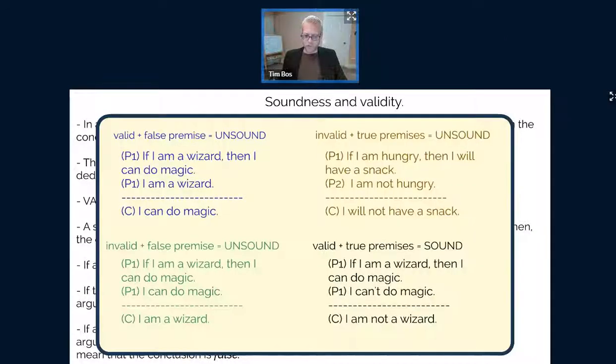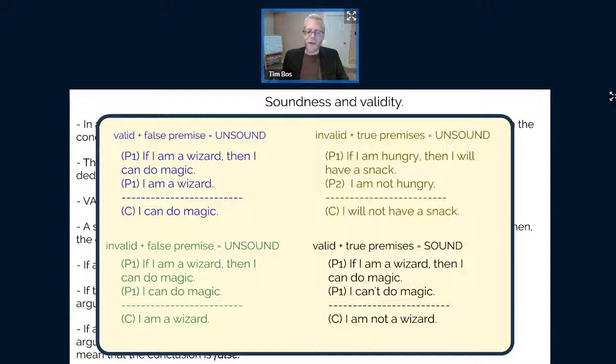Okay, so just to give you a visual here. There are different ways that an argument can be unsound. There's only one way for it to be sound. That's if it's valid and has true premises. So the first one is valid. If I'm a wizard, then I can do magic. I am a wizard. I can do magic. It's valid because if the premises were true, the conclusion would be true. So it's valid. Okay, great. I've got that going for me.